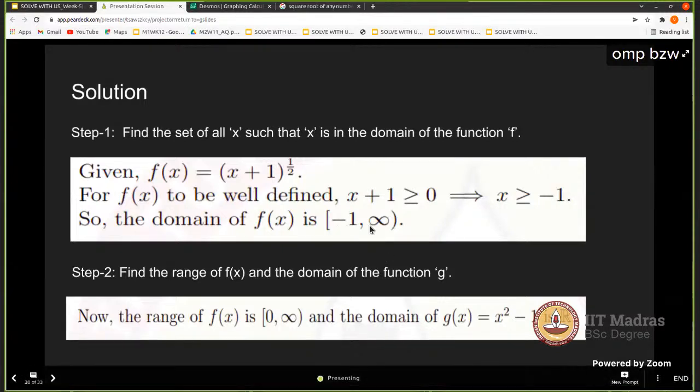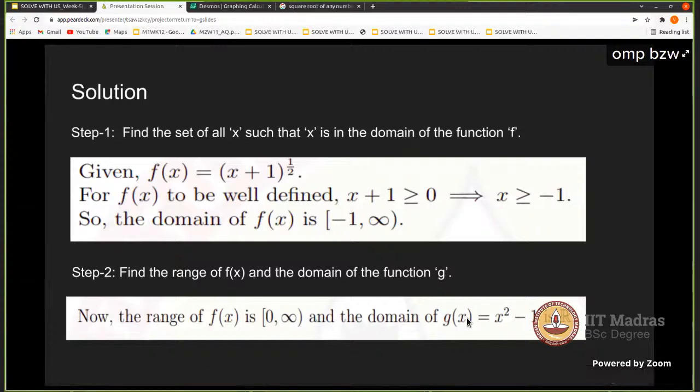See, ultimately what happens is you will get the domain of your composite function as -1 to infinity. Whatever value you take in this interval, it will go into f of x perfectly, and it will come out with some output between 0 to infinity, and it will go into this function g of x without any disturbances, and it will give me one output.